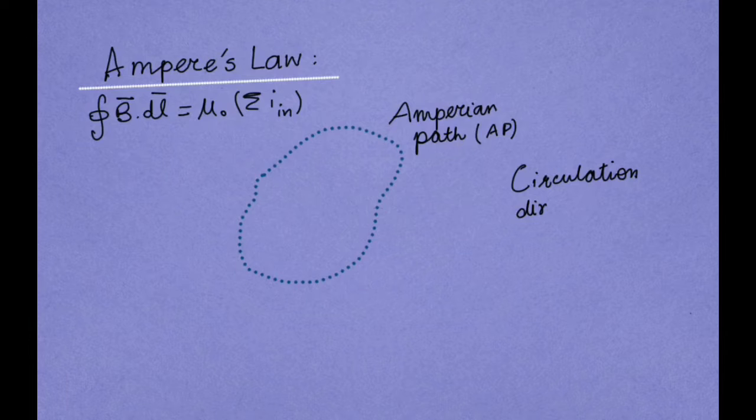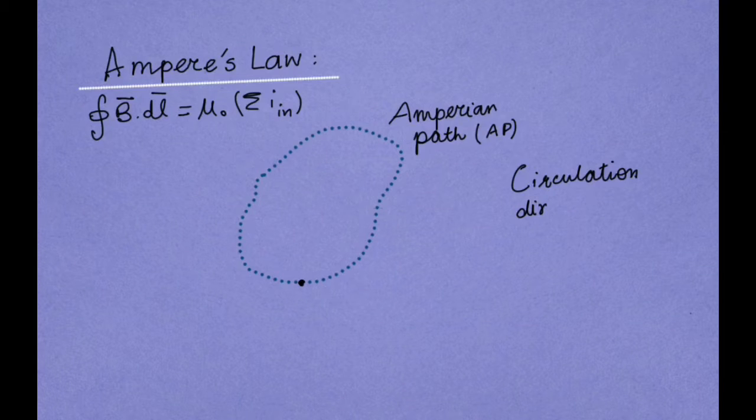Integration of B dot dl is mu naught into summation of I in. Okay. We have to take one direction as circulation direction. Circulation direction means the direction in which we have to circulate along this path. So imagine you are moving along this path from one point to the same point again along the whole cycle. So you can circulate either in this direction, so that is anti-clockwise direction, or in opposite direction, that is clockwise direction. So that is called circulation direction.